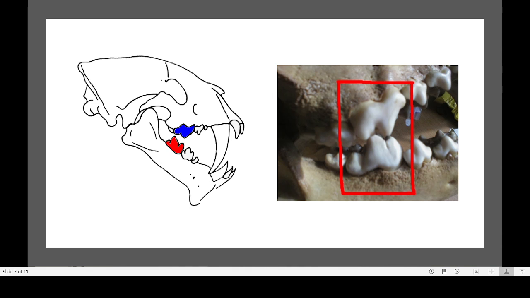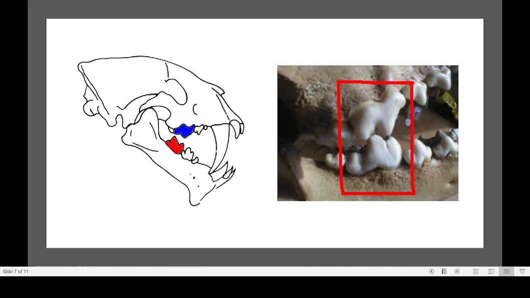Then you can find this is known as the carnassial teeth. Carnassial teeth are a type of teeth present in carnivorous animals. What are carnivorous animals? Lion, tiger, leopard, fox, etc. In those animals, the upper premolar, the lower premolar and the upper molar act like a scissor, and they can cut the meat easily.